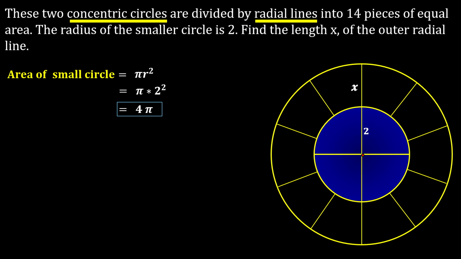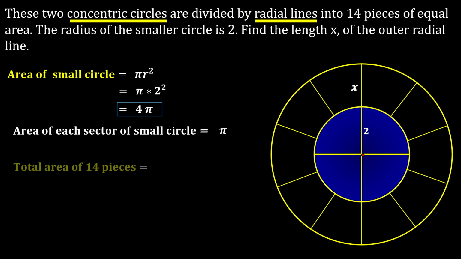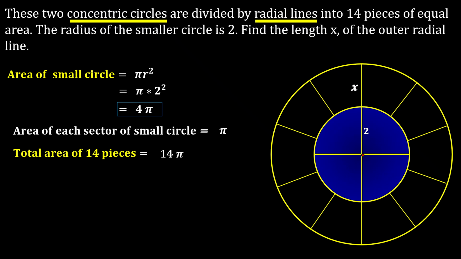This brings us to the area of each sector of the small circle. So here we simply need to divide 4 pi by 4 to give us pi. We are also told the two concentric circles are divided by radial lines into 14 pieces, which are of equal area. So the total area of these pieces is simply going to be 14 times pi to give us 14 pi. If I can now bring your attention to the larger circle, let's call its radius r like this.